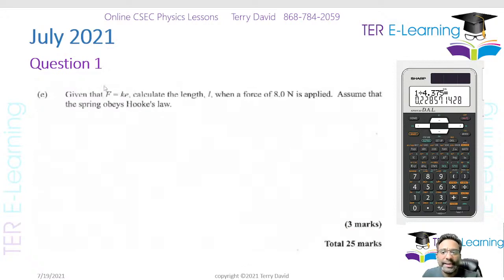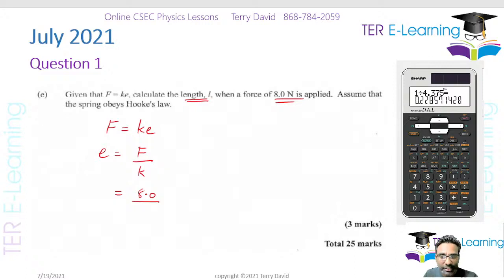The next part. Now they gave us a formula, right? Now typically they would tell you to find something from your graph, but what's happening in this part here, they said F is equal to K multiplied by E, right? And they want us to find the length when a force of 8 Newton is applied. Now you gotta be careful with this here, right? So from this formula, I can get my extension. My extension is equal to F divided by K, right? So for a force of 8 newtons, it's going to be 8.0 divided by my spring constant.